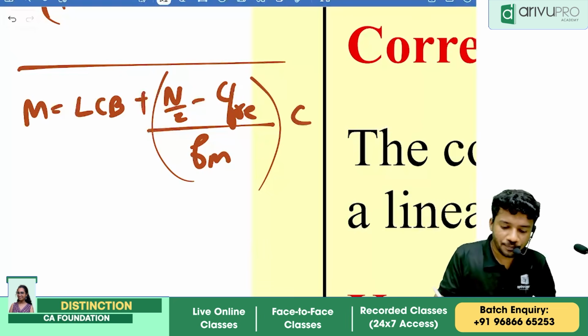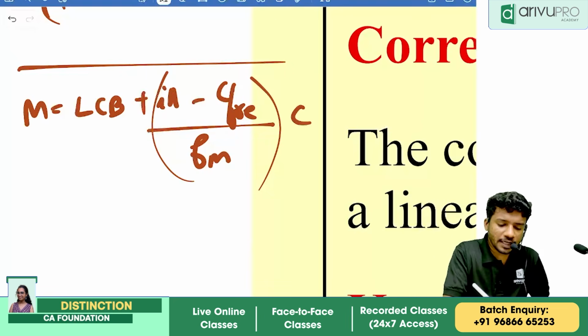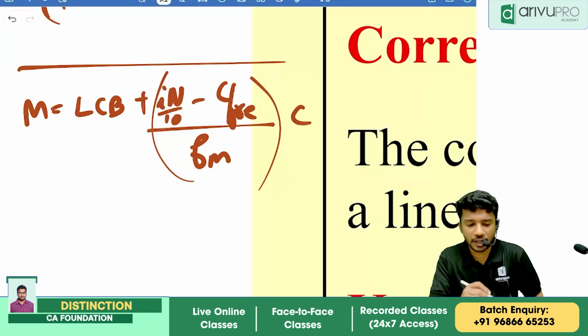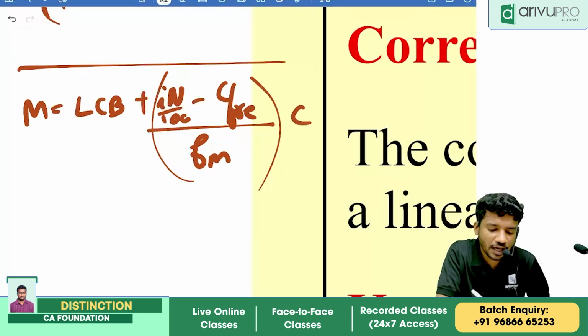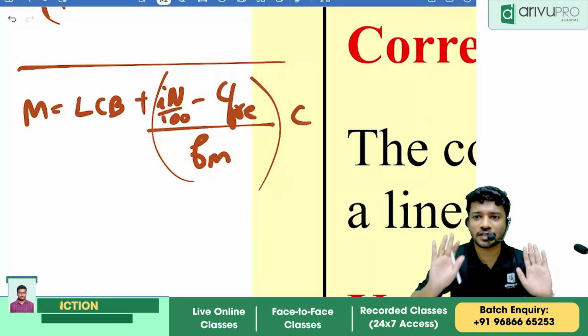Yes, please. Then, what if it is quartile? It will become i n by 4. What if it is decile? It will become i n by 10. What if it is percentile? i n by 100. Okay, yes. In between, I'll just brainstorm these things.